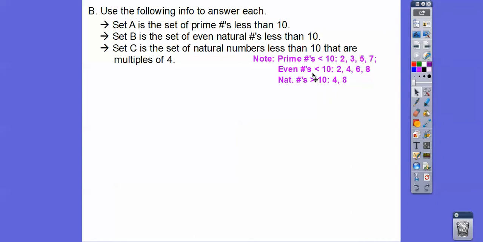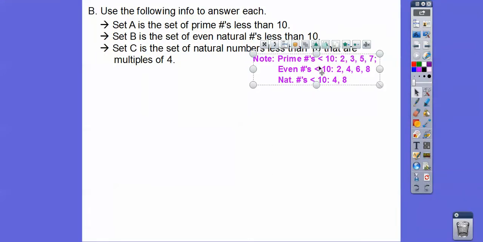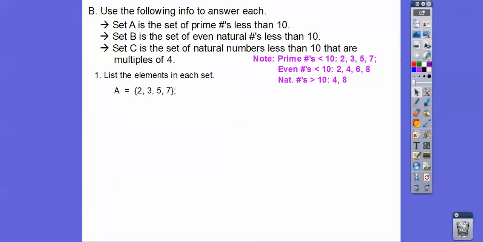So here they are. Prime numbers less than 10: 2, 3, 5, 7. Even numbers less than 10. And then here are our natural numbers that are multiples of 4. Natural numbers less than 10, this should be less than right here. Anyway, I'm making lots of mistakes. So let's see. List A is 2, 3, 5, 7, all the prime numbers. List B is 2, 4, 6, 8, all the even numbers, and there are all the multiples of 4 right there. Whoops, let me get rid of that.